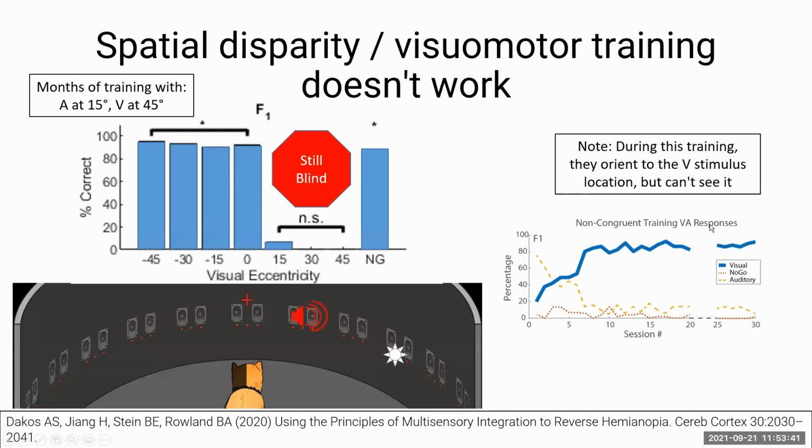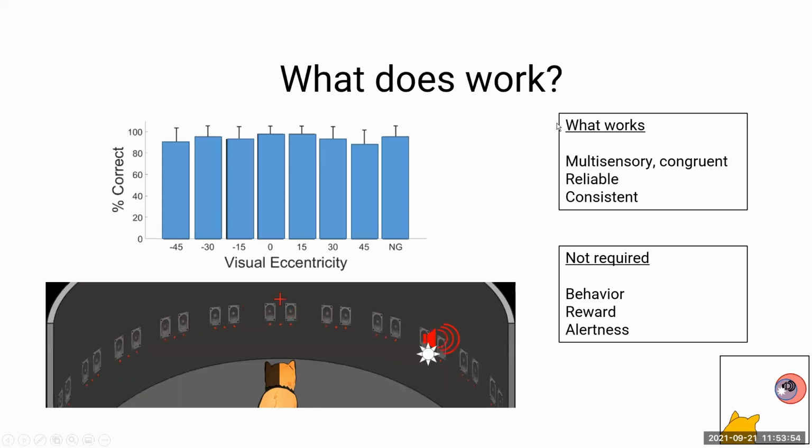Okay, so even during training, he kept going, right? And he was rewarded for going to the location of the visual stimulus, but if the visual stimulus is presented alone, he can't see it. It's only because the auditory stimulus is telling him that there's a visual stimulus there. Okay, what does work? The same things that I showed you for the multisensory training paradigm and that we were discussing before. Congruent multisensory experience, reliable and consistent. And all those animals I've just showed you that didn't get rehabilitated were later rehabilitated using these cues.